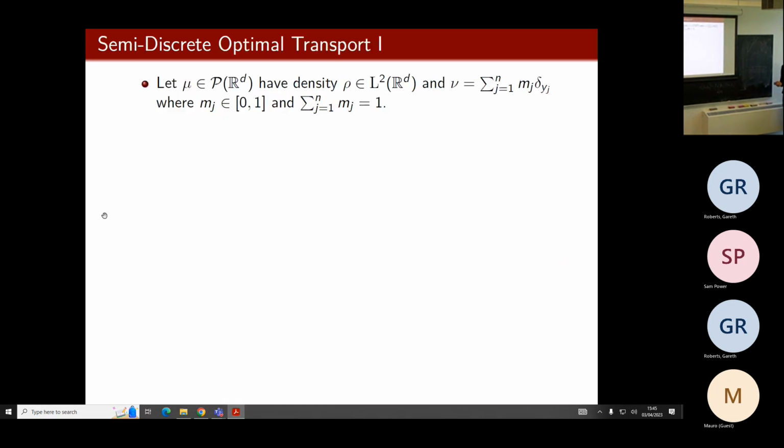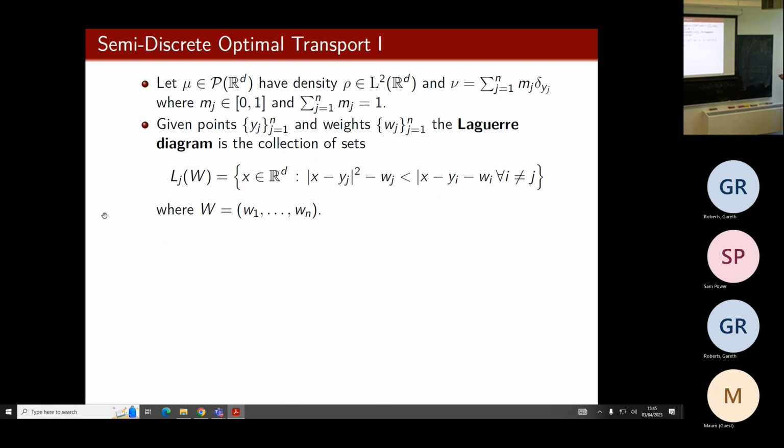Okay, so I think semi-discrete optimal transport might be the last part of this section. In semi-discrete optimal transport, we start off with some measure mu which has a density rho, but our target measure here is going to be discrete. So this is the semi-discrete setting: we have a continuous and a discrete measure.